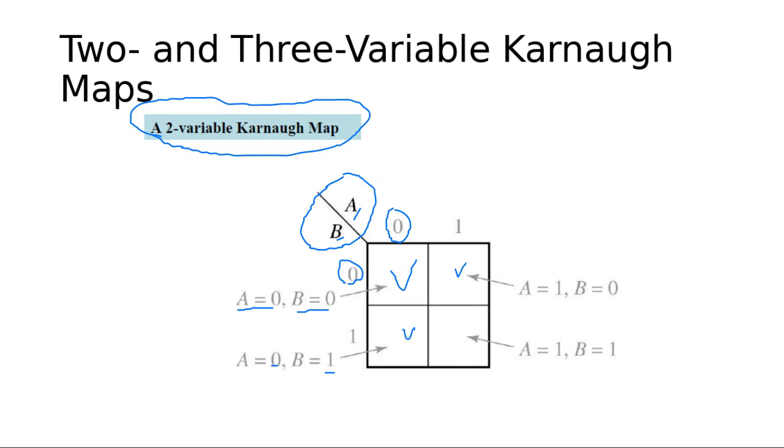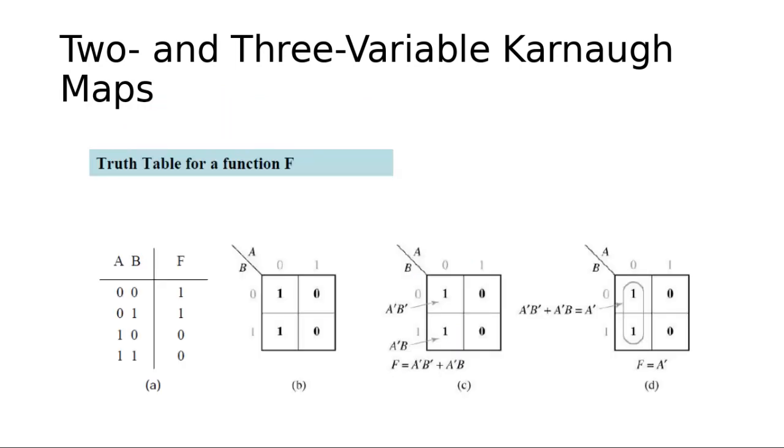This square means 1, 0, and this square means 1, 1. You get the logic, right? This is very easy. So let's do that again.